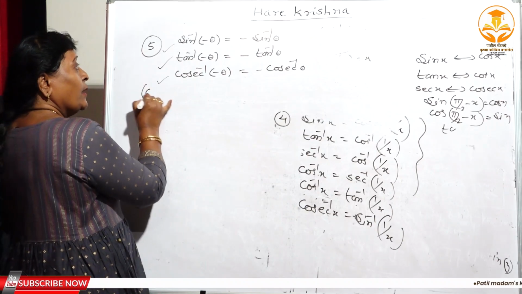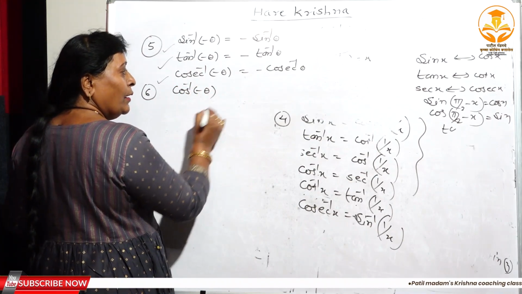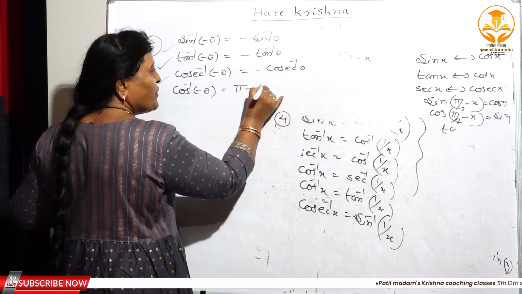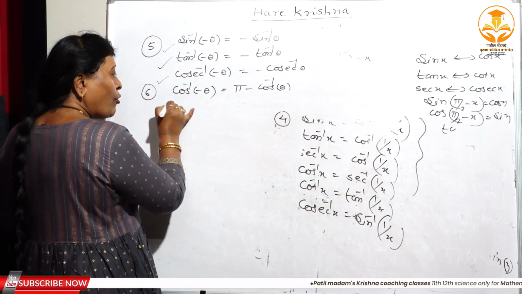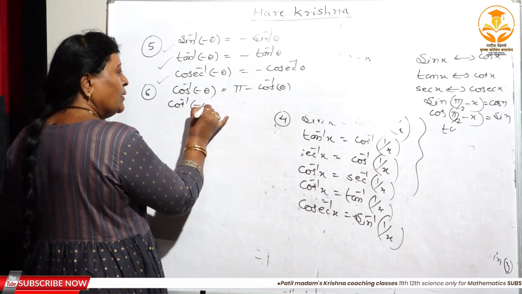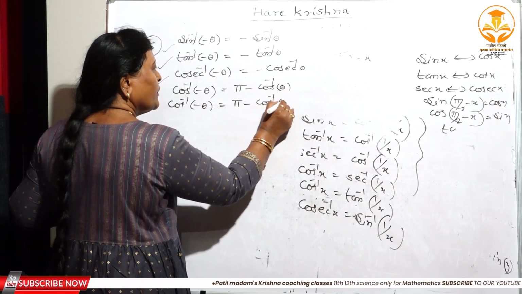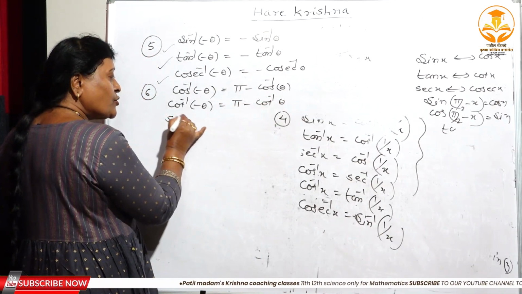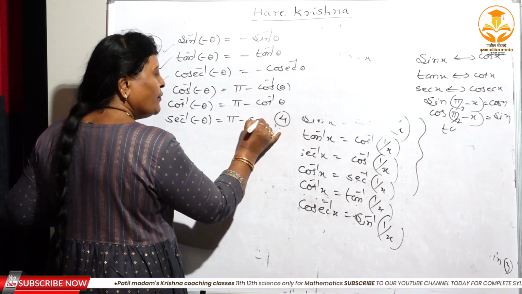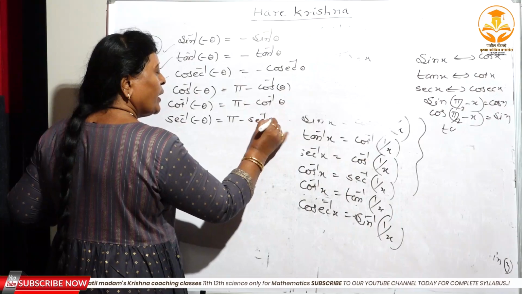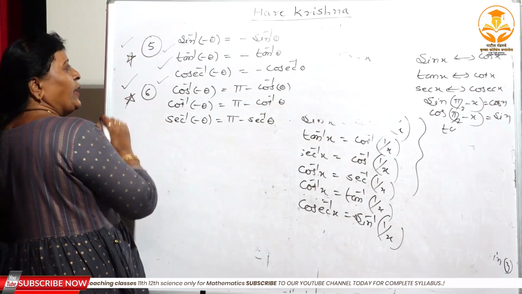And the sixth here, when you consider cos inverse of minus theta, that is pi minus cos inverse of theta. This is again very, very important. See, cot inverse of minus theta, that is equal to pi minus cot inverse of theta, right? And sec inverse of minus theta, you can write as pi minus sec inverse of theta, right? See again, the fifth and sixth, very, very important.